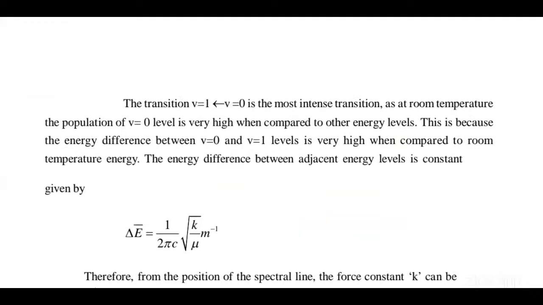Here the vibration transition V naught to V1 is the most intense transition at room temperature. The population of the V naught level is very high when compared to other energy levels. This is because the energy difference between the V naught and V1 level is very high when compared to the room temperature energy.